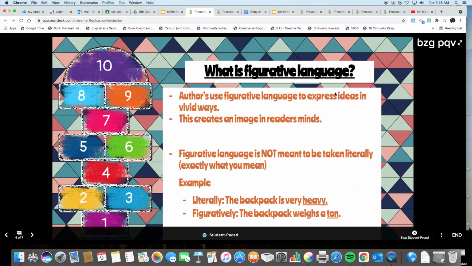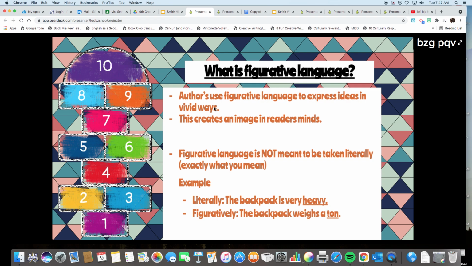So just to review, what is figurative language? Figurative language is what authors use to express ideas in vivid or creative ways. Figurative language usually is meant to create an image in your mind as you're reading. Figurative language is not meant to be taken literally, okay? Figurative is the opposite meaning of literal, okay? So literal, by the way, means exactly what you mean, okay?